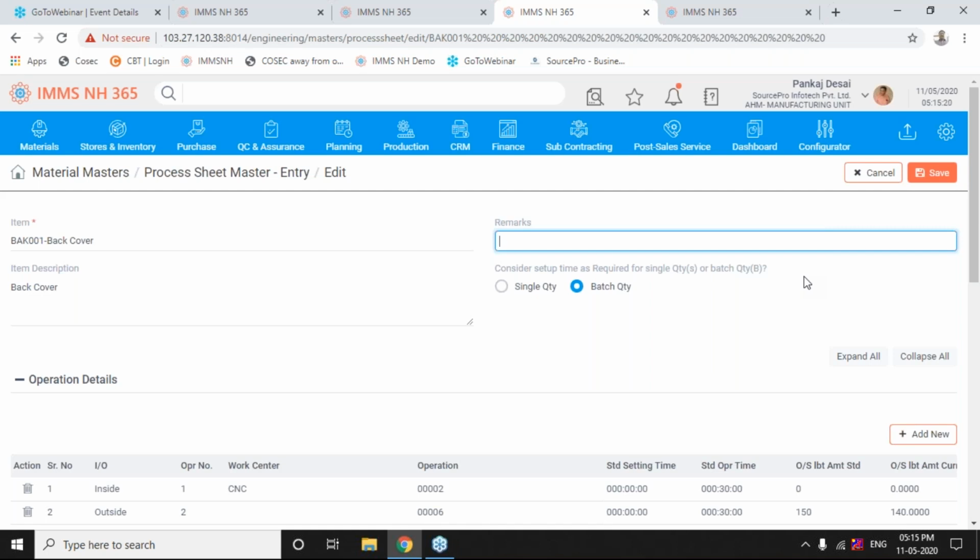Otherwise, people may say that this is there in some other XYZ system also. To the best of my knowledge, I am not sure. I'll be careful when I say this. I think the competing product, even in tier one, probably does not have this kind of facility where we can define work centers, and whether this work center produces this item in batch type or a single quantity.